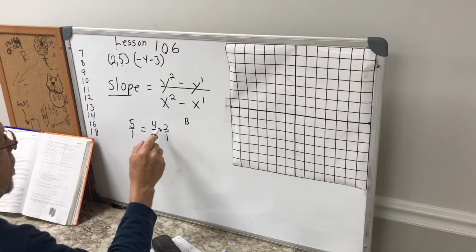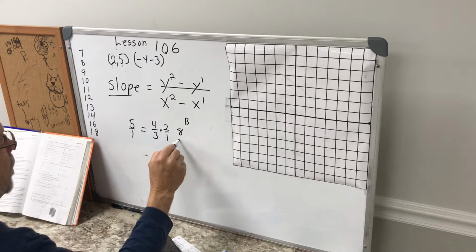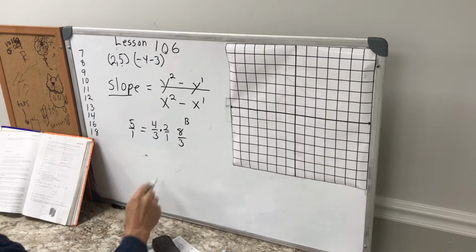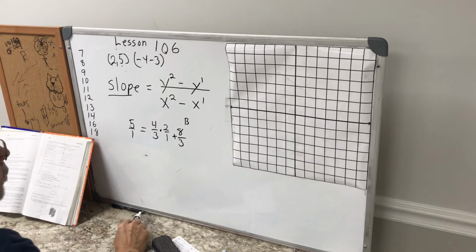So 4 times 2 is 8. 3 times 1 is 3. Okay, so now we've multiplied that. This is a positive, of course. That's important whether it's a negative or positive.